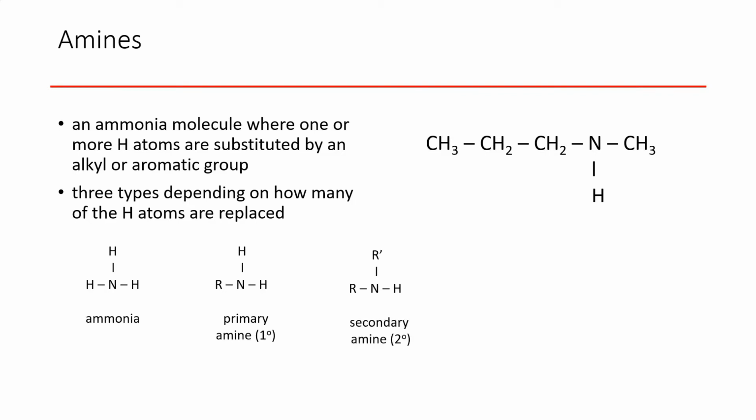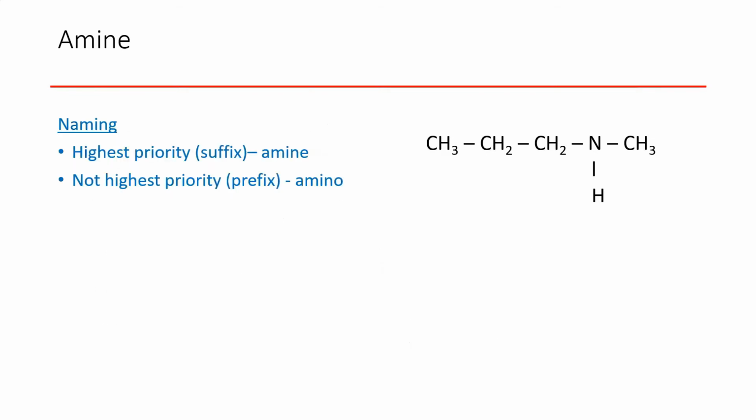If I replace two hydrogens with a carbon chain, then that would be a secondary amine. And if I replace all three hydrogens on my amine with a carbon chain, that would be a tertiary amine. And this will change the properties of the amine, as well as the reactions it can be involved in.